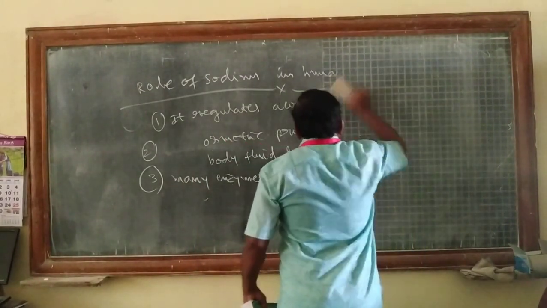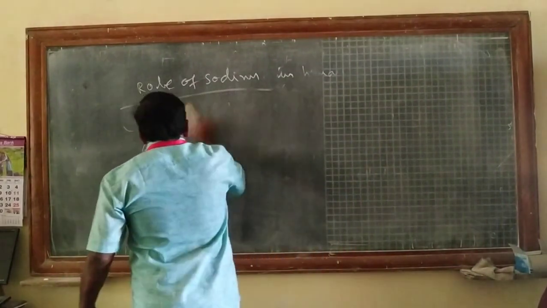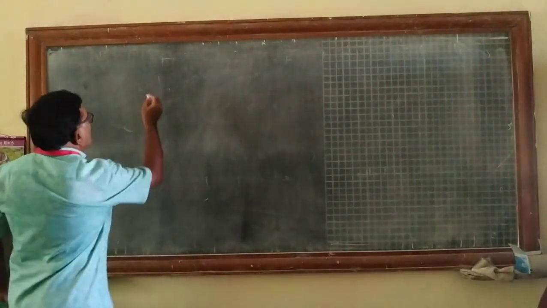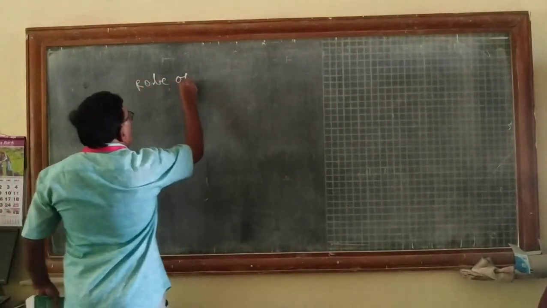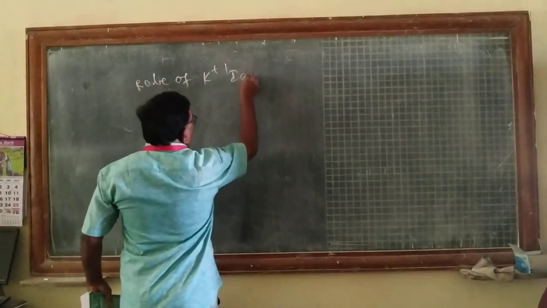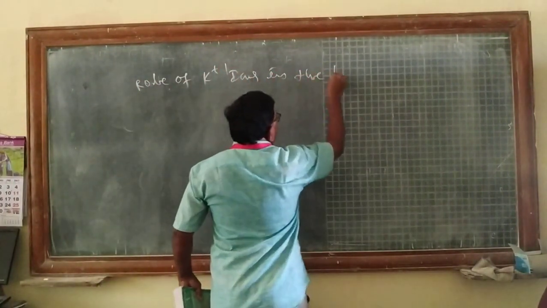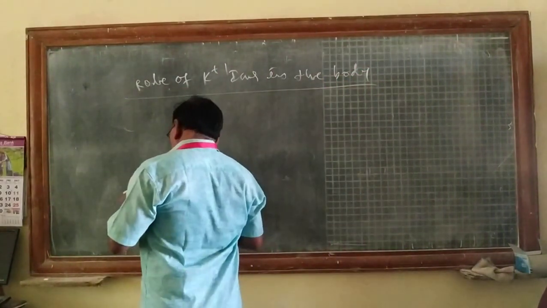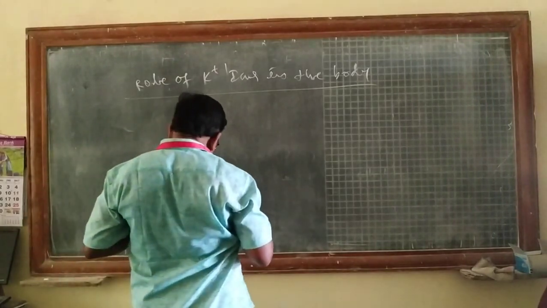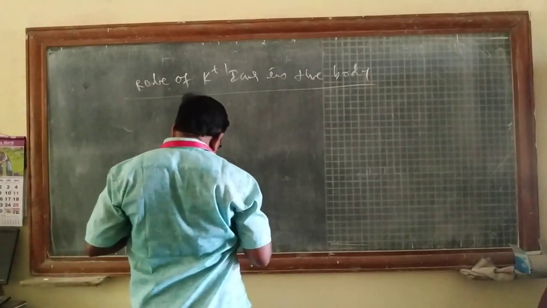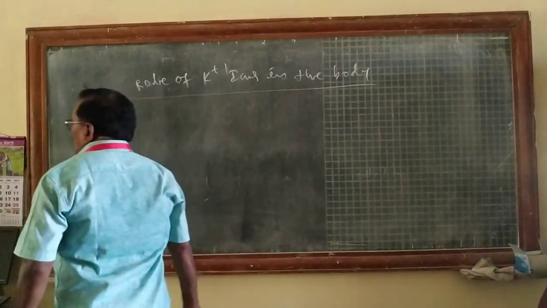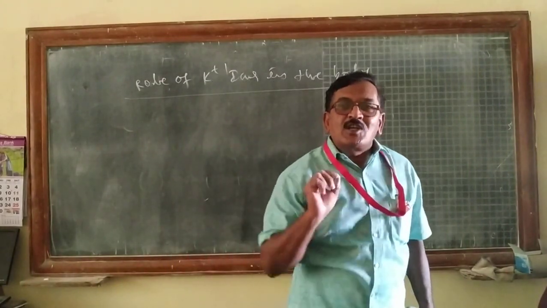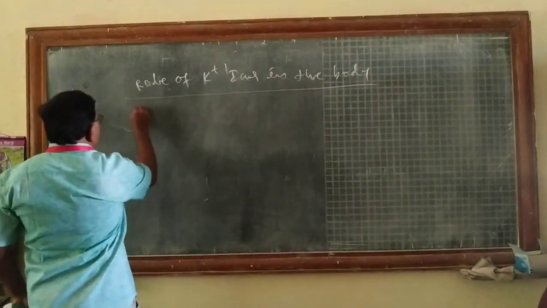Then we will come to the role of potassium ions in the body. So what is the first role of potassium ions in the body? The first one is that it influences acid-base equilibrium like sodium in extracellular fluid. So it maintains the acid-base equilibrium in the body in the extracellular fluids. So that's the first one.